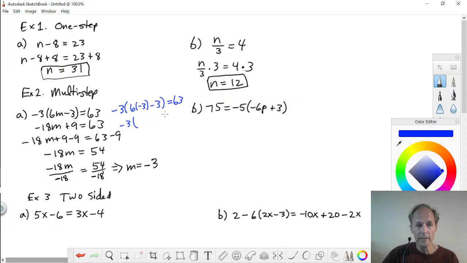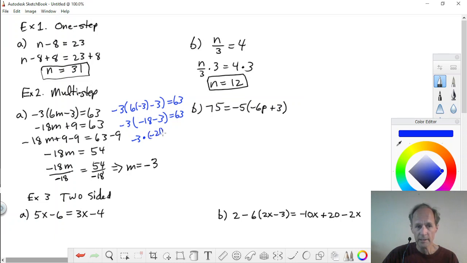Now we have to do what's inside the parentheses first, right? And actually, I'm going to do the multiplication first here. 6 times negative 3 is negative 18 minus 3. So now we do what's in the parentheses. Negative 18 minus 3. That's negative 21.